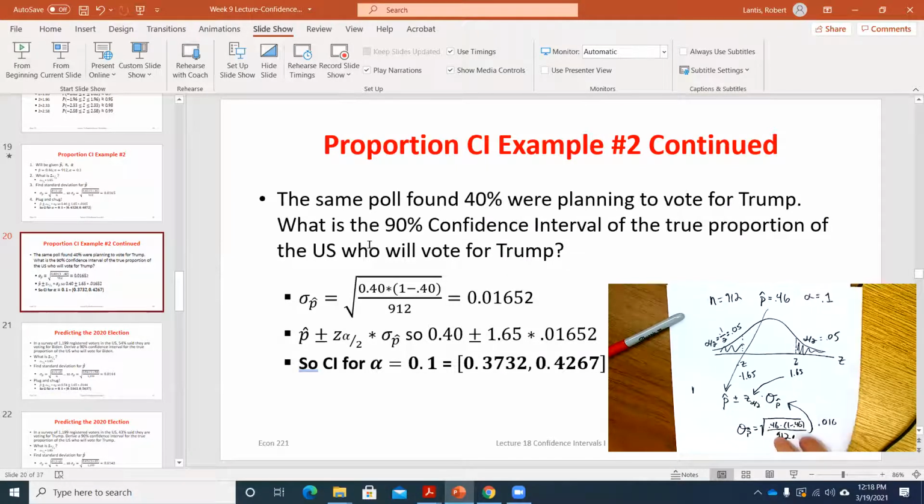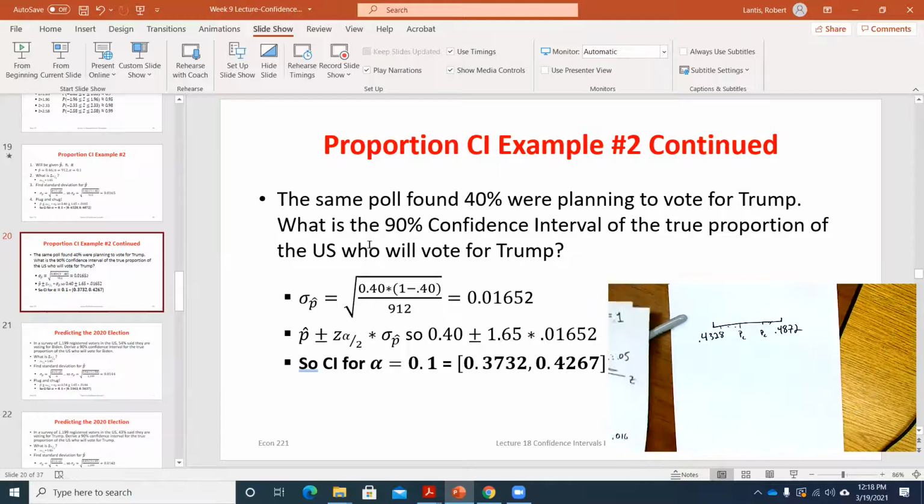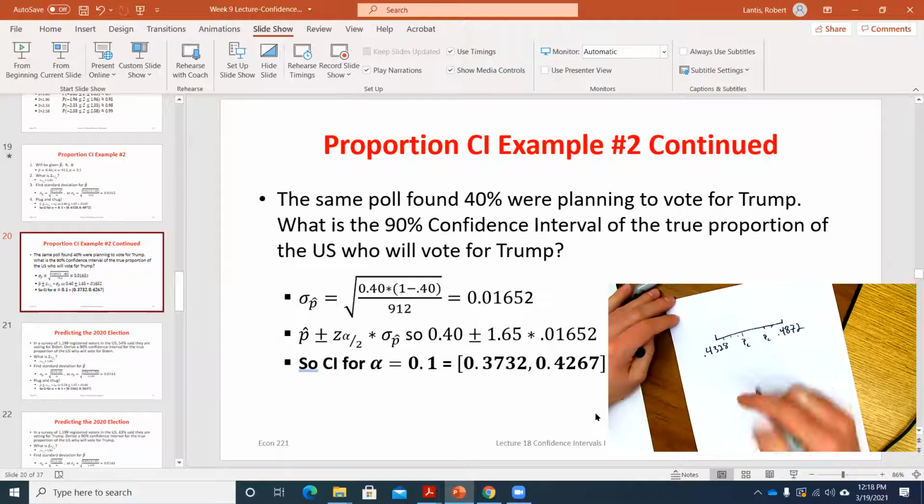Right? So I'll be able to use the same z-score, and I could then compute the lower and upper bound for Trump. Right? So this is kind of the exact same thing we did with a slightly different number. Our only thing that's really changed is our sample proportion. Sample size was the same, and the z-score will be the same. So if I do that, I get 0.372.